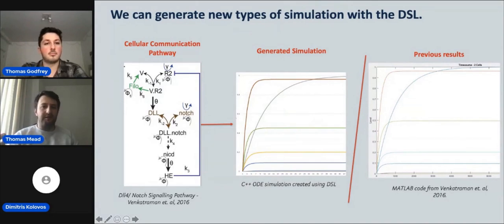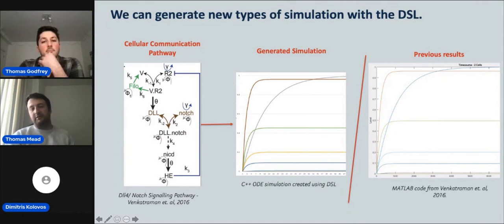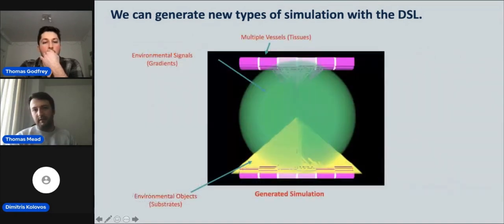And I'm at the stage now where I'm able to generate new types of simulation with the tool as well. So one example that I've been working on is trying to replicate this particular cellular communication pathway from a previous publication. And I have been using MPS to generate C++ code that runs ordinary differential equations of all the levels of these particular components at once. And then I've been trying to go back and compare them to previous experiments that have been done with other models.